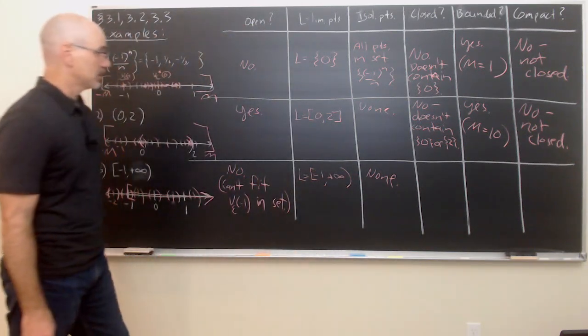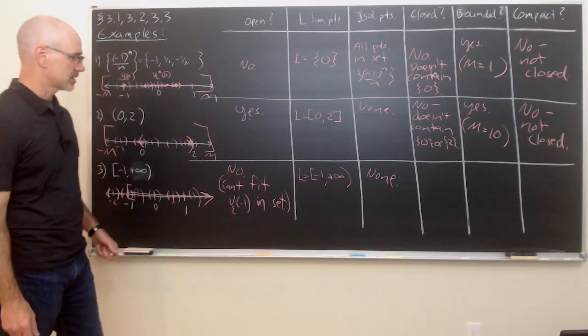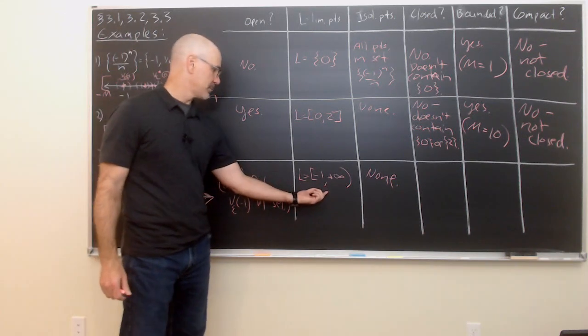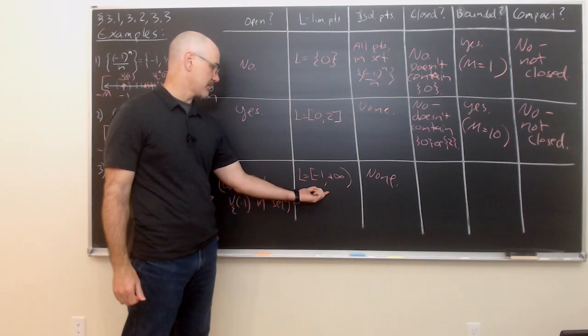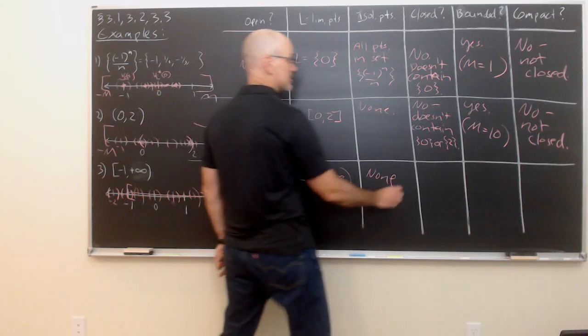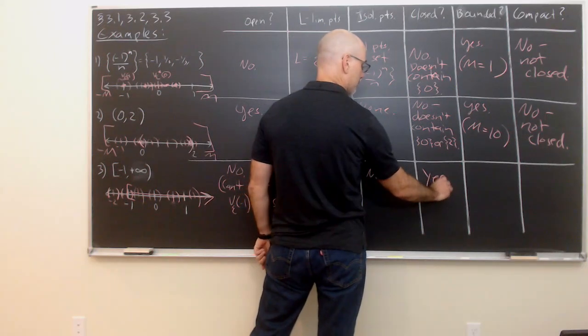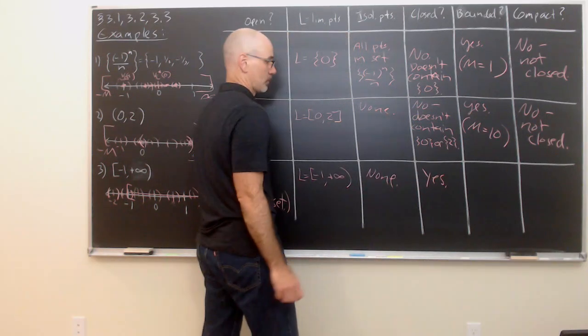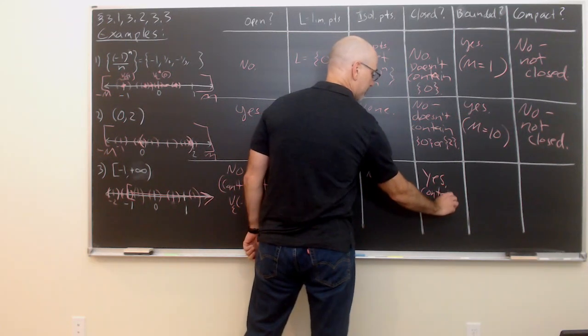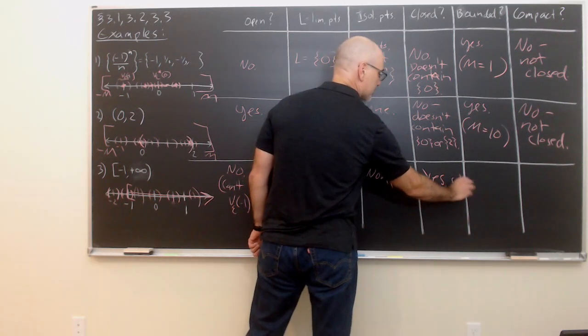Is the set closed? Yes, this is actually our first example of a closed set. The limit points turned out to be the same as the set itself, so the set contains all its limit points, and that makes it closed.